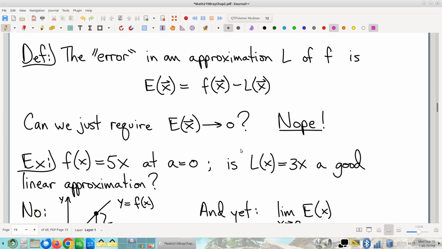And I'm going to show you what doesn't work because it seems like it really ought to. And it's important that you realize why what seems like it ought to work doesn't work.